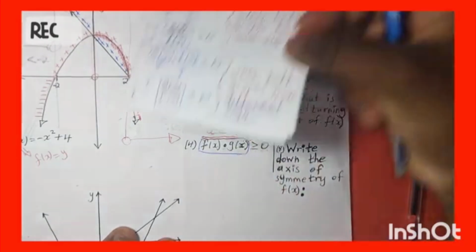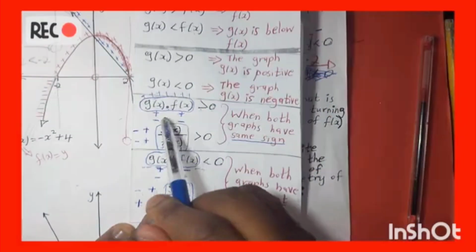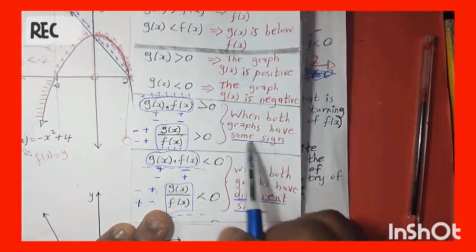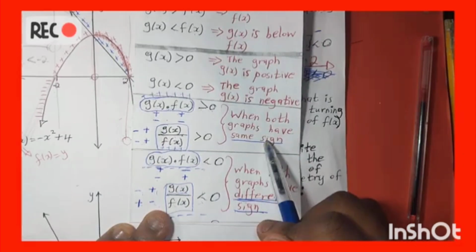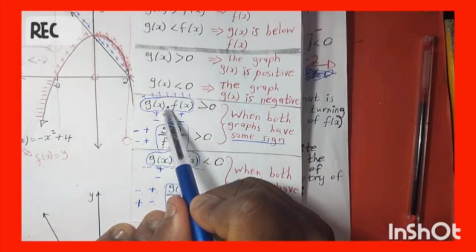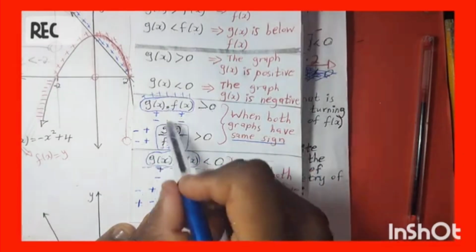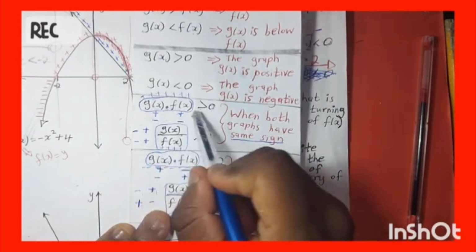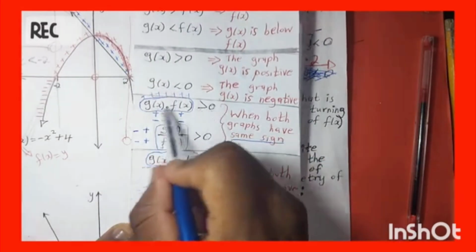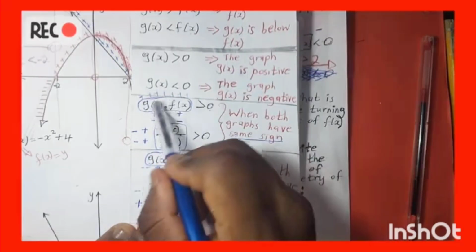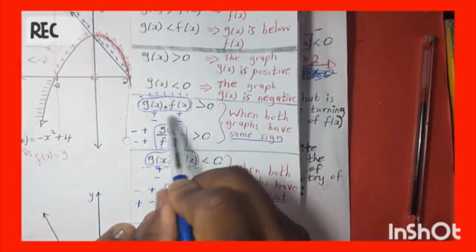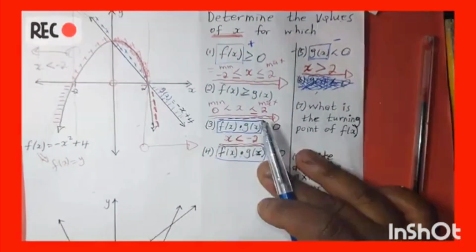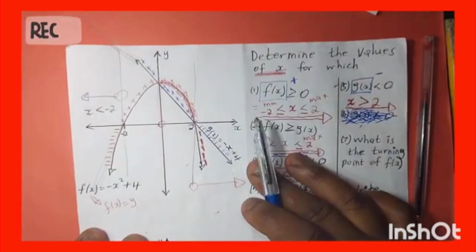And I told you something, that if you multiply two graphs and they are greater than 0, it means that those two graphs have the same sign. Because in order for you to have that positive, when you multiply them and they are greater than 0, they should have the same sign. So now you should be careful about this one. Let's go to the diagram.